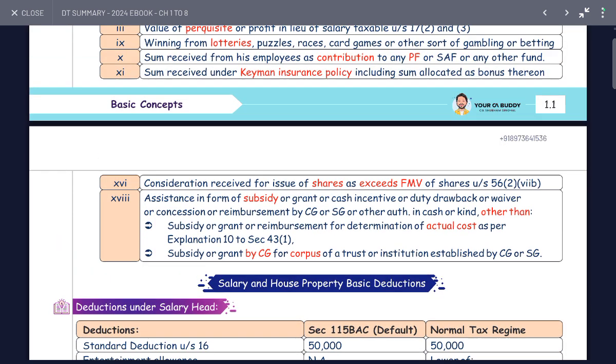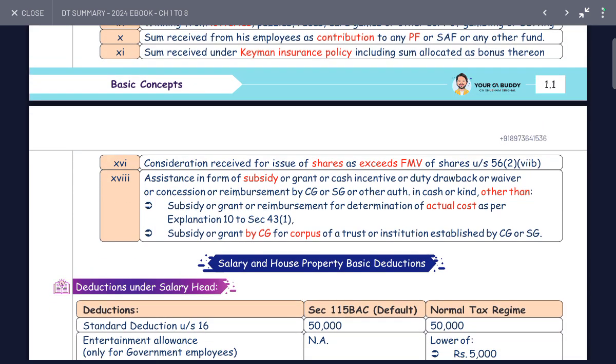Consideration received for shares in excess of fair market value. Section 56(2)(viib).